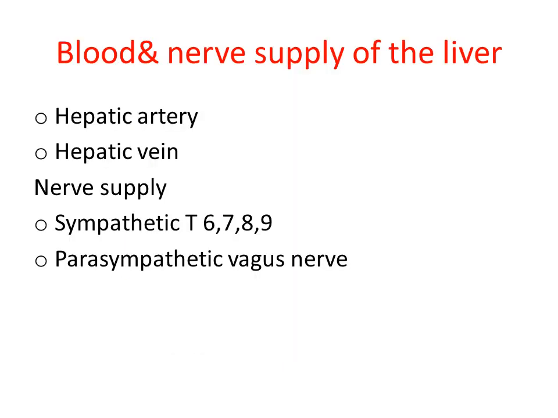Blood supply of the liver is by the hepatic artery 30% and the portal vein 70%. Sorry. Nerve supply to the liver sympathetically comes from T7, T8, and T9, and parasympathetic is by the vagus nerve.